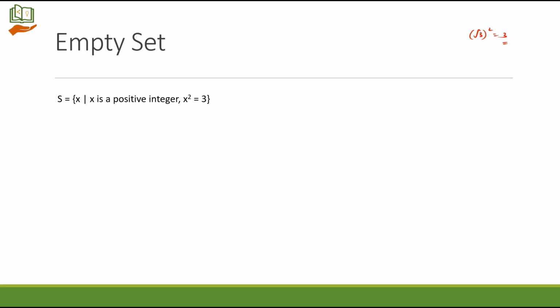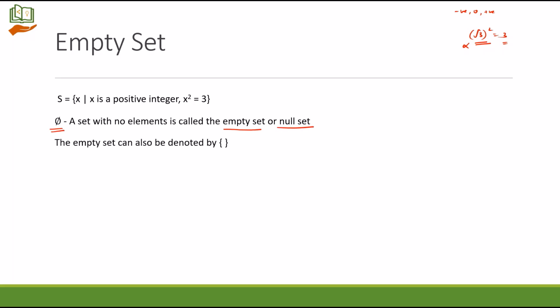But is root 3 a positive integer? No, it is not an integer. Integers should have negative numbers, 0 and positive numbers. When we say a set is with no elements, then we call it an empty set or null set. The denotation will be using the phi symbol. The empty set can also be denoted by empty curly braces. If you don't mention anything inside the curly braces, it means the set is empty.